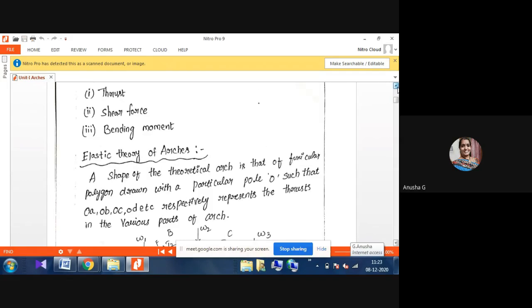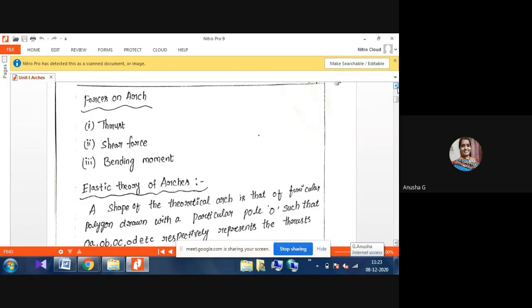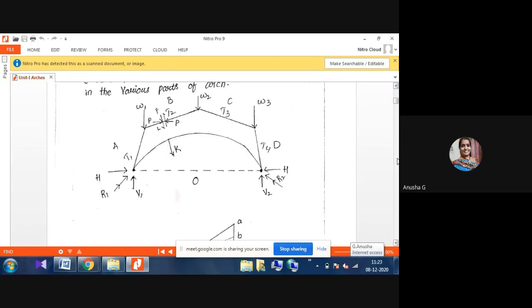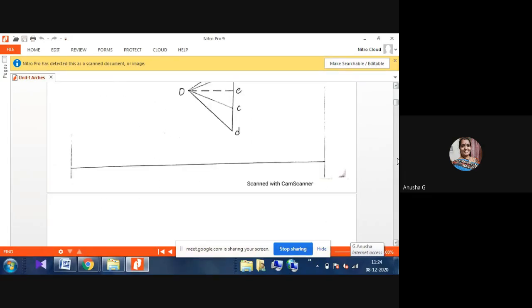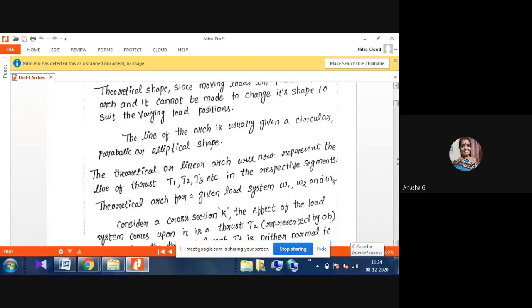Next, we go for the forces that will be observed in arches. Already we saw in the diagram that there will be normal thrust, radial shear, and bending moment. Here, for the elastic theories, we saw this in the last class itself. The arch will be divided into a number of parts, and we consider arches of different shapes. Directly we go for the formula.